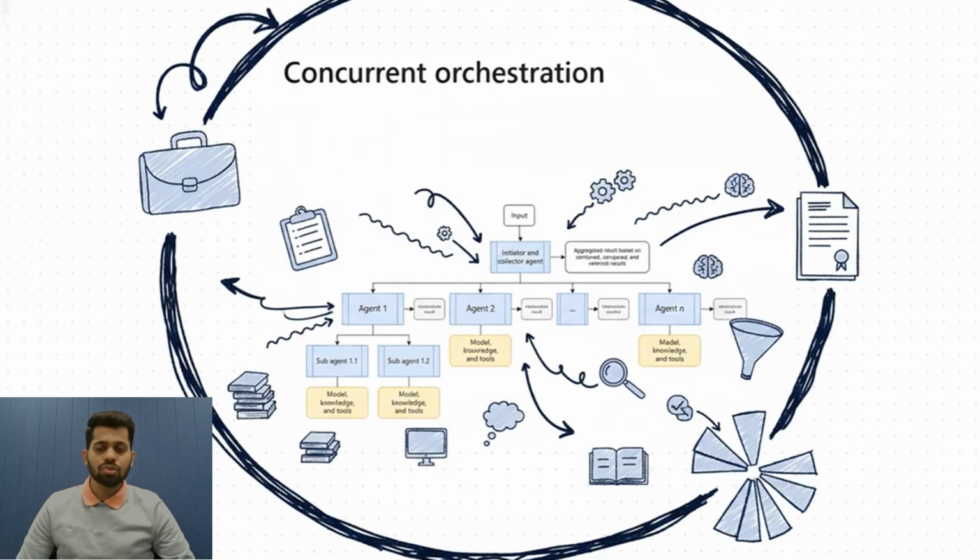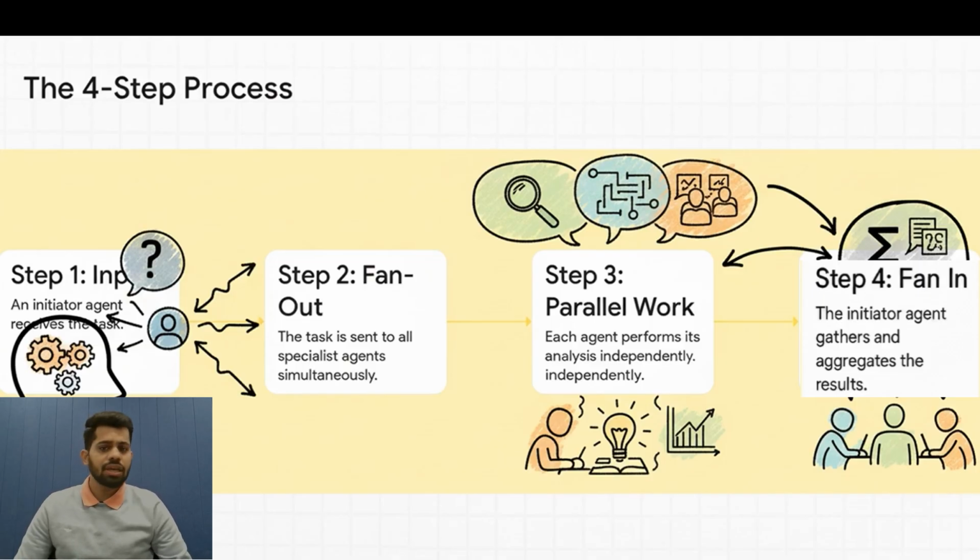In concurrent workflows, agents operate independently and do not hand off results to each other. Their results are usually gathered and aggregated by an initiator agent to form a final answer. This pattern is highly effective for multi-agent decision-making techniques such as brainstorming, ensemble reasoning, or voting-based decisions.